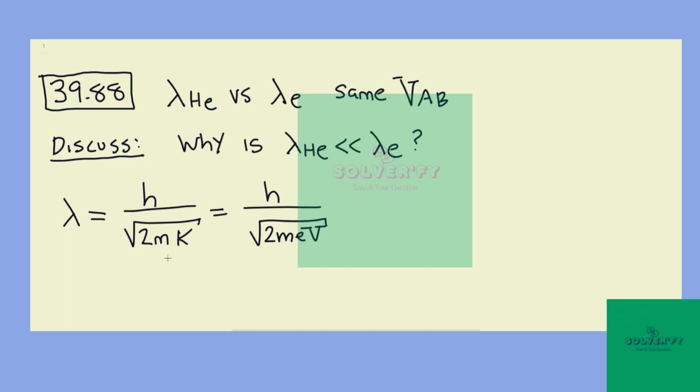So option B is the correct option. We have a much shorter wavelength because the wavelength goes down as mass goes up. And that's the main result for this problem.